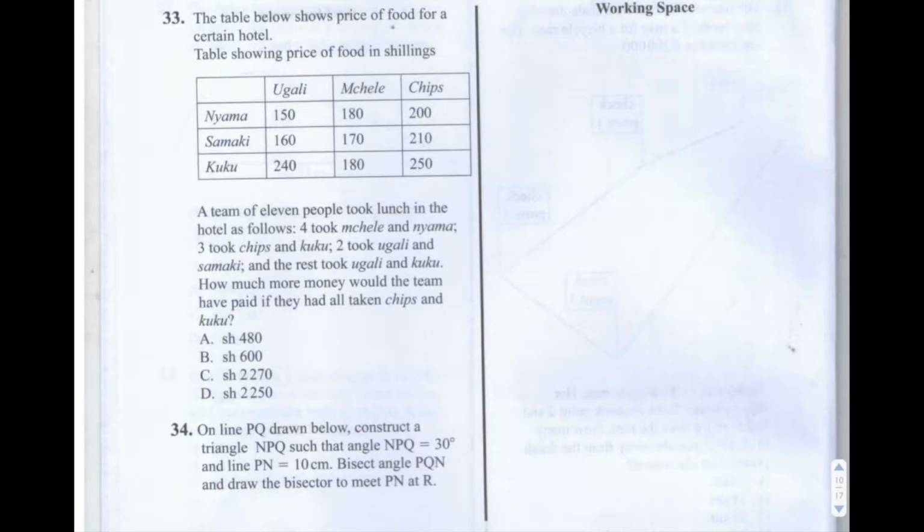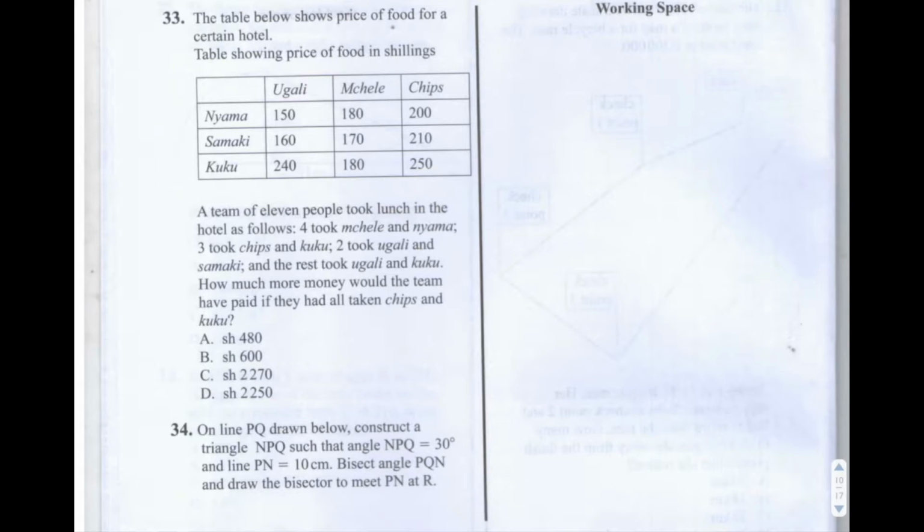So the question is about a team of 11 people who took lunch in the hotel as follows. 4 took mchele and nyama. 3 took chips and kuku. 2 took ugali and samaki, and the rest took ugali and kuku. How much more money would the team have paid if they had all taken chips and kuku?